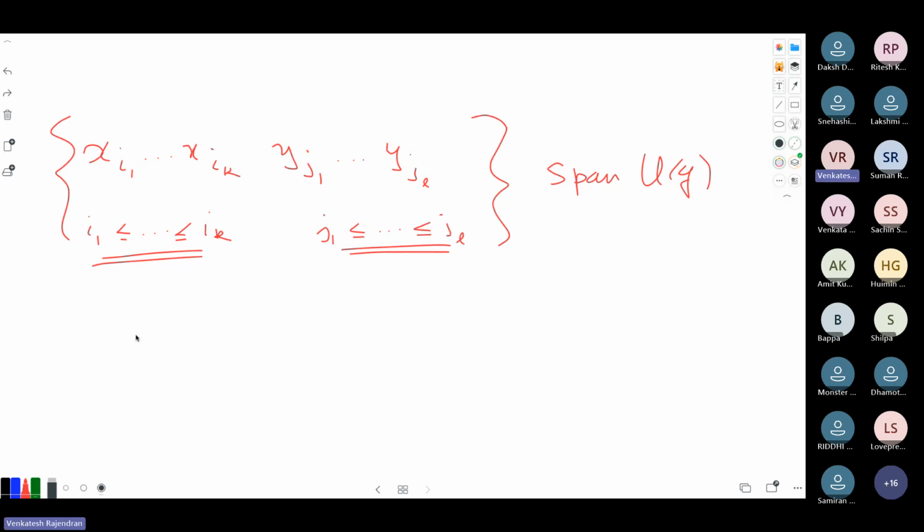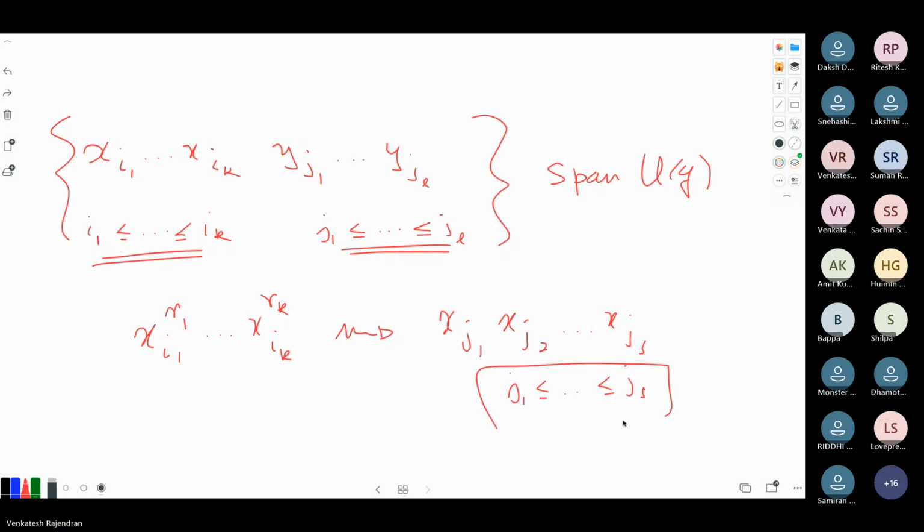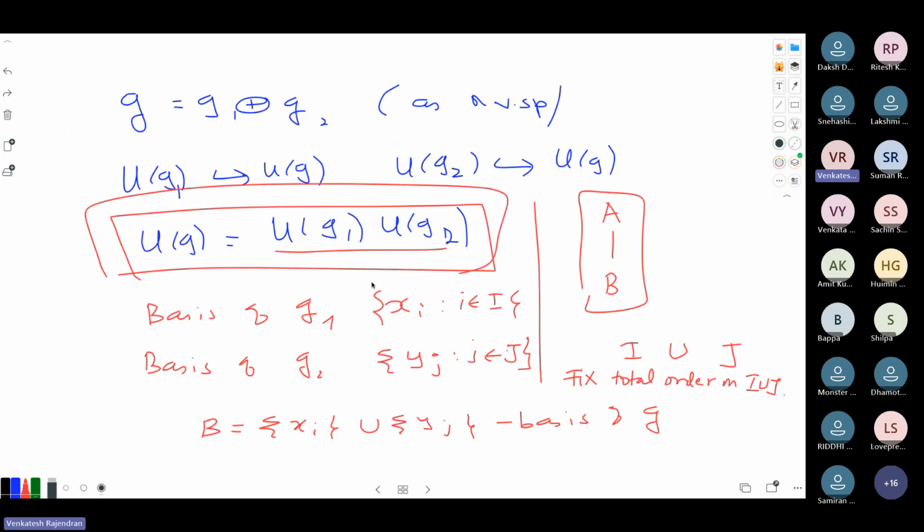So writing either xi1 to the power r1, etc., xik to the power rk, you can go from this to this by just allowing j1, j2, etc., js, where j1 is less than or equal to etc. less than js. Whether you write it with strict inequality or with less than or equal to is not a problem. So now you simply take the PBW basis, and then you can easily see that these elements will span UG. That tells you that this equality holds.